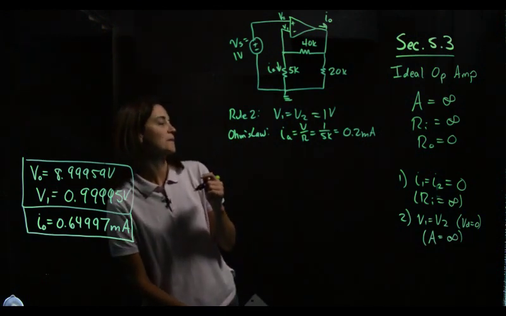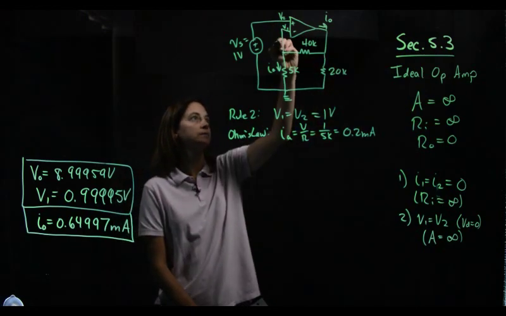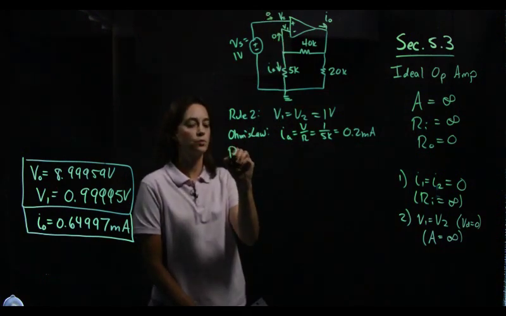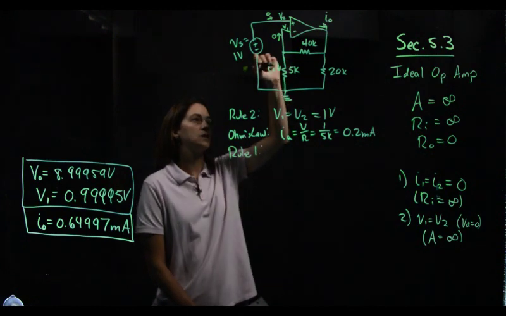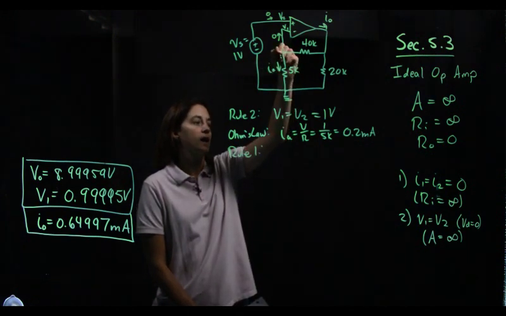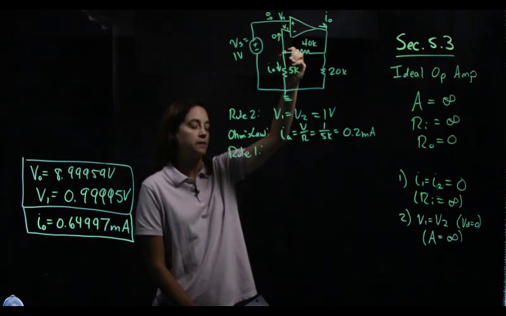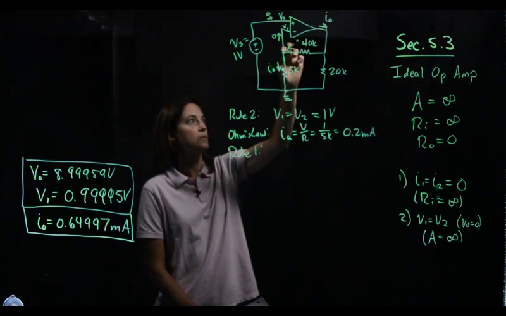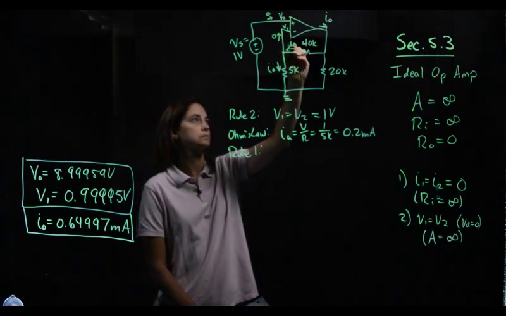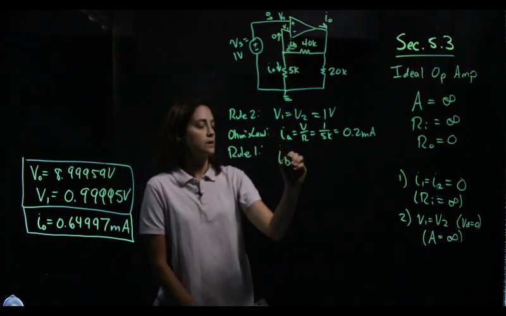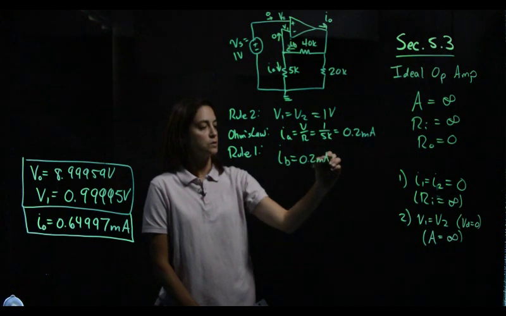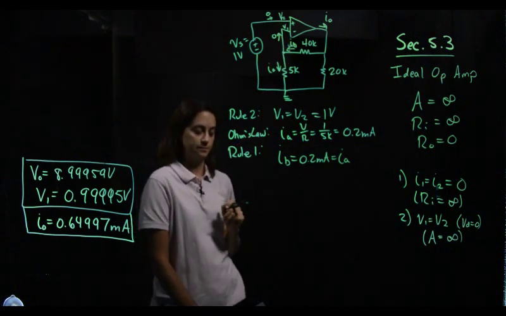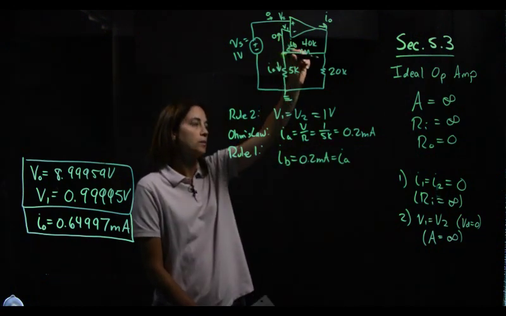Okay, we have 0 current from rule 1 going into our op-amp. Right, 0 current there and there. So rule 1, I have 0 current. If I have 0.2 milliamps here, that means it had to come from here. I'll just call that IB. So now I know that IB is equal to 0.2 milliamps, which is IA, because of rule 1, because there's no current here. All right, so I know that current now.